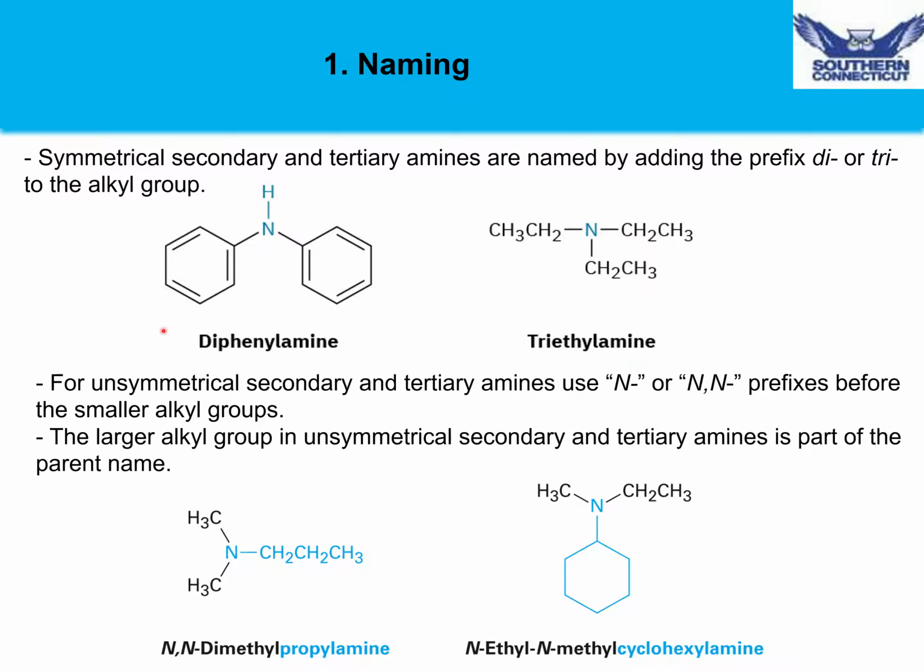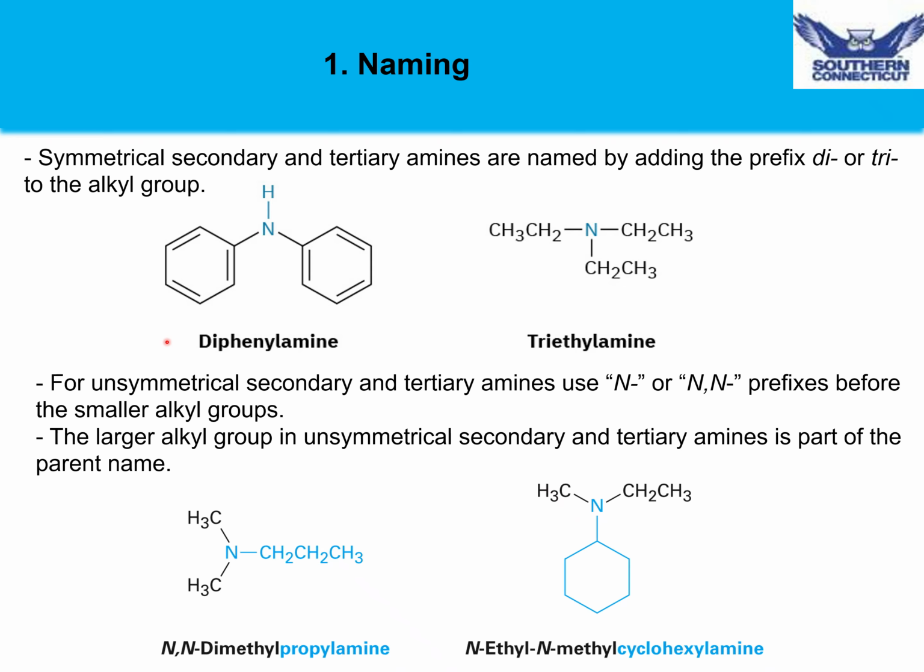For unsymmetrical secondary and tertiary amines, we typically give the prefix N to indicate that there is a substitution on the nitrogen, followed by the smaller of the alkyl groups. If there are 3 alkyl groups, then the 2 smaller alkyl groups will both have the prefix N. And at the end of the name, we want to have the parent name, which will have the suffix amine.